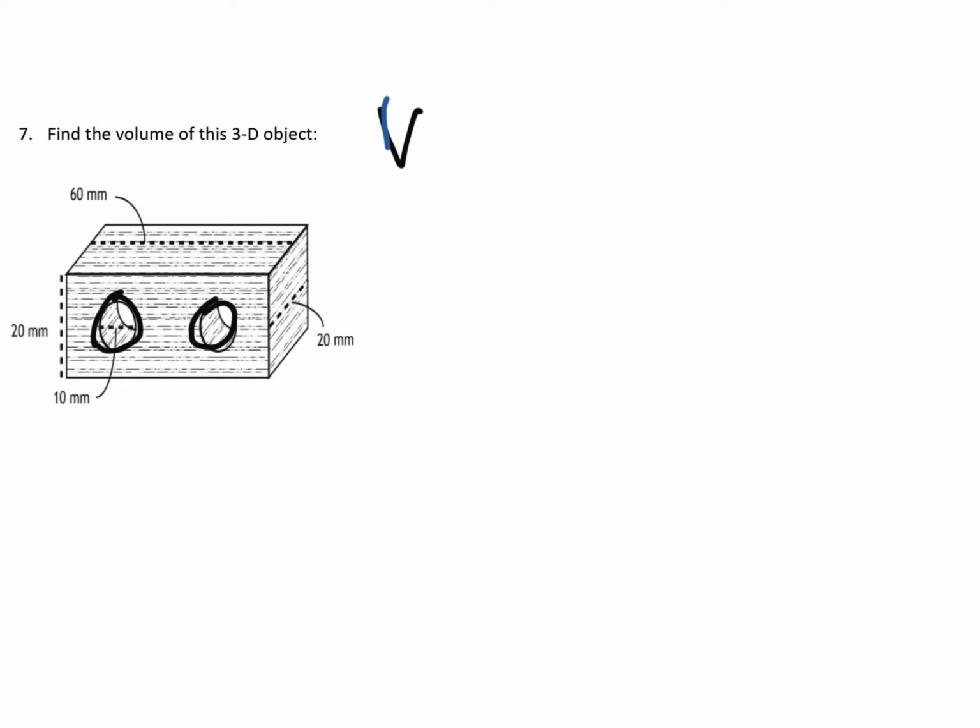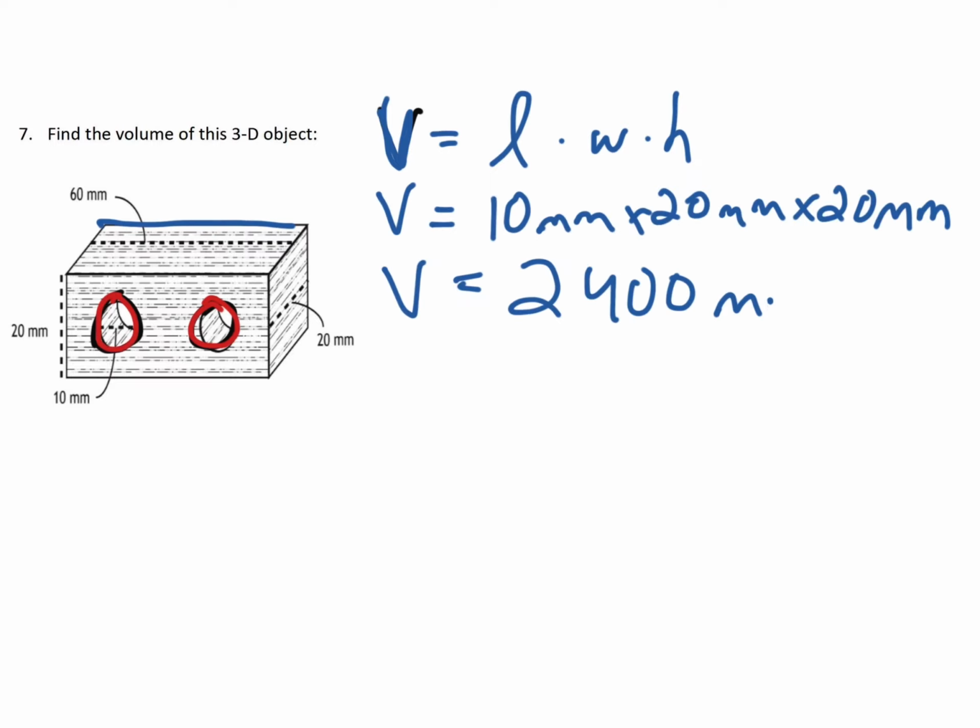So for the volume of the rectangular prism, we're going to say that's blue, and then we'll do red again for the cylinders. Rectangular prism is length times width times height. That is 10 millimeters times 20 millimeters times 20 millimeters. Volume equals 2,400 millimeters cubed.